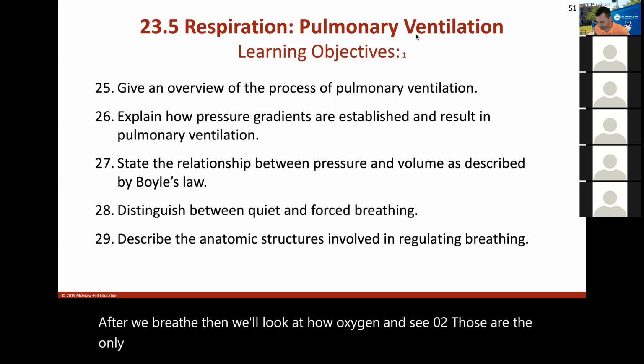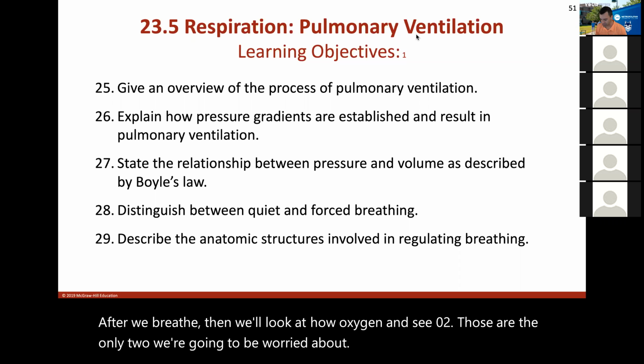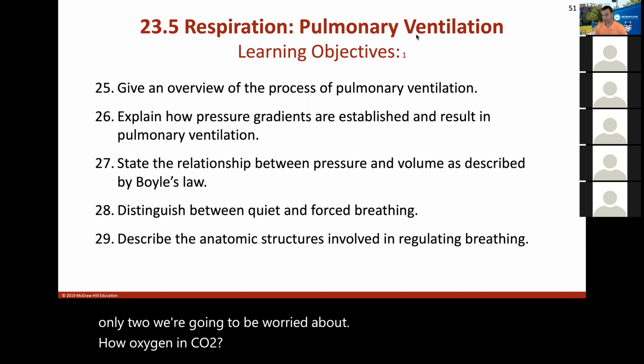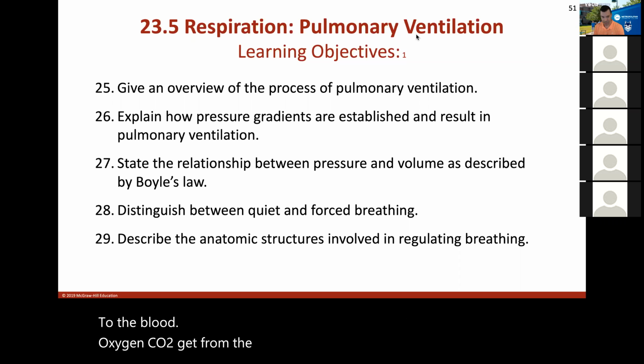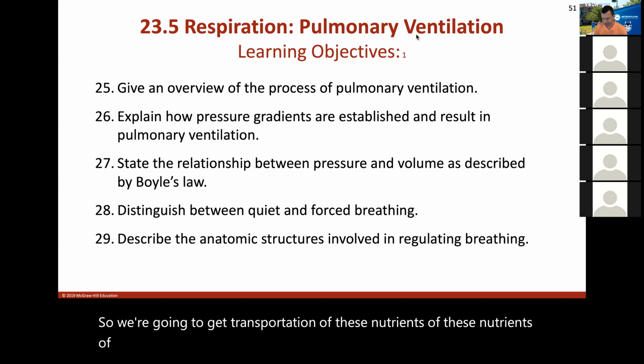Okay. After we breathe, then we'll look at how oxygen and CO2, those are the only two we're going to be worried about, get in from the air to the blood, how oxygen and CO2 get from the blood into tissues and tissues back into the blood, and how we exhale it all at the end. So we're going to look at transportation of these nutrients, of these gases. That's what we have left.